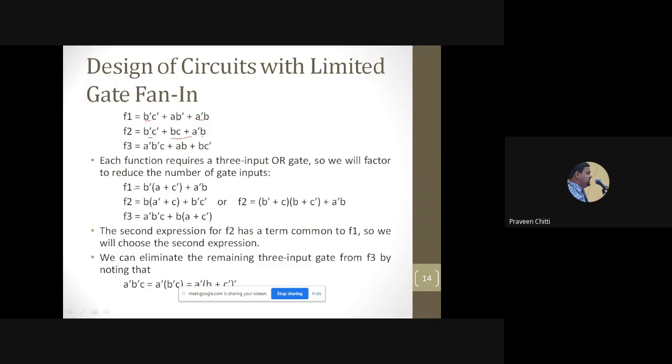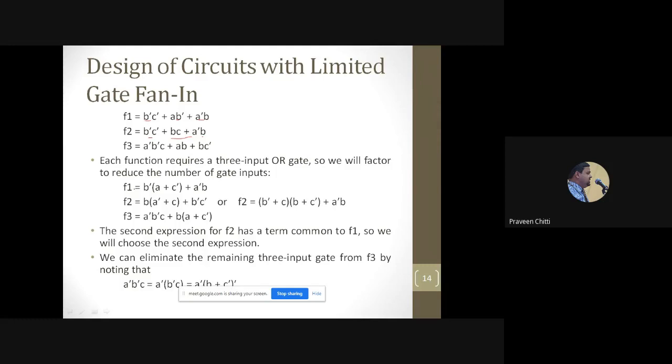They have asked us to design these circuits or implement these functions using what? You have to implement these functions using only 2 input NAND gates. And if required, you can use the inverter. That is the constraint given in this question. So it is not possible to implement these functions as they are.